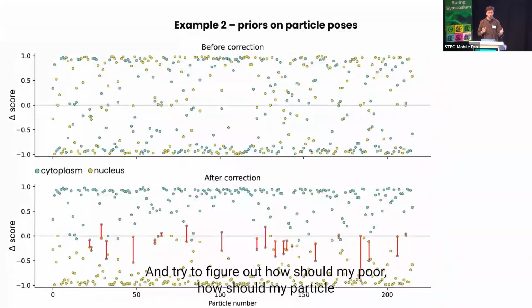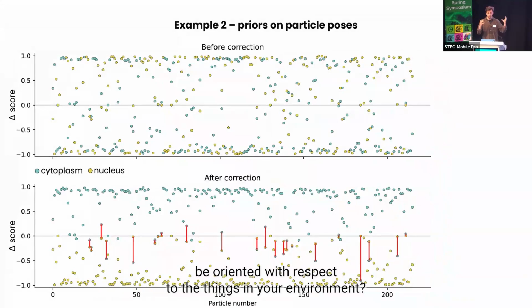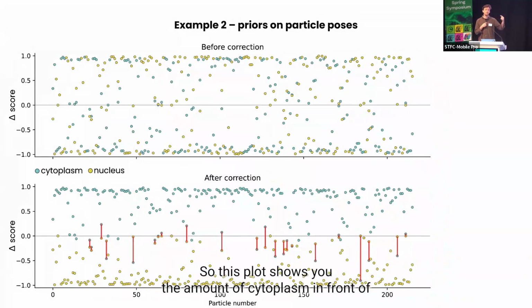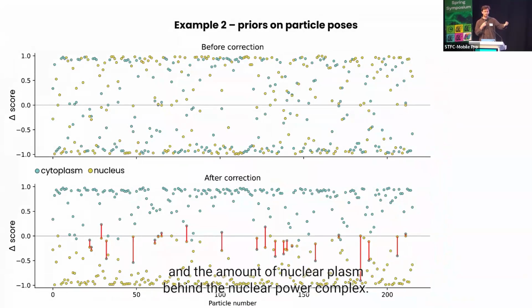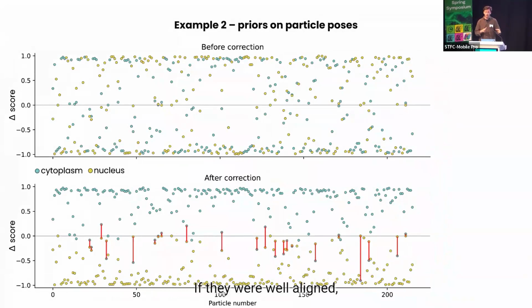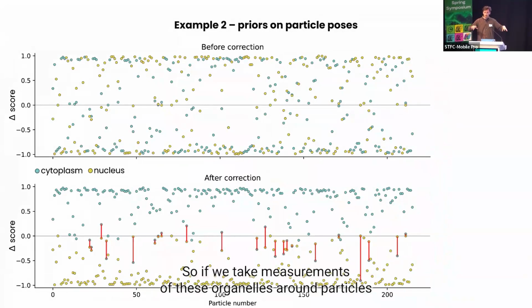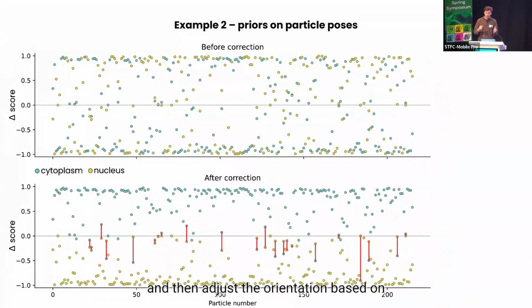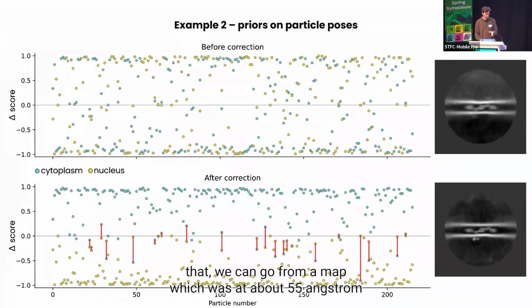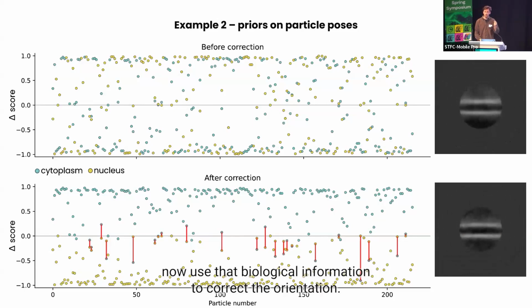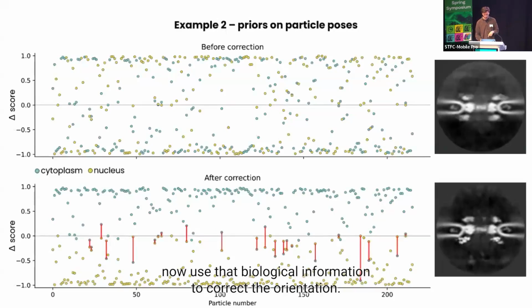And try to figure out how should my particle be oriented with respect to the things in the environment. So at the top, you see after alignment of the particles, you end up with pretty much a mixed state. So this plot shows you the amount of cytoplasm in front of and the amount of nuclear plasm behind the nuclear pore complex. If they were well aligned, it should be all blue at the top, all yellow at the bottom. So if we take measurements of these organelles around the particles and then adjust the orientation based on that, we can go from a map which was at about 55 angstrom in the top to a map at 36 angstrom, because you now use that biological information to correct the orientation.